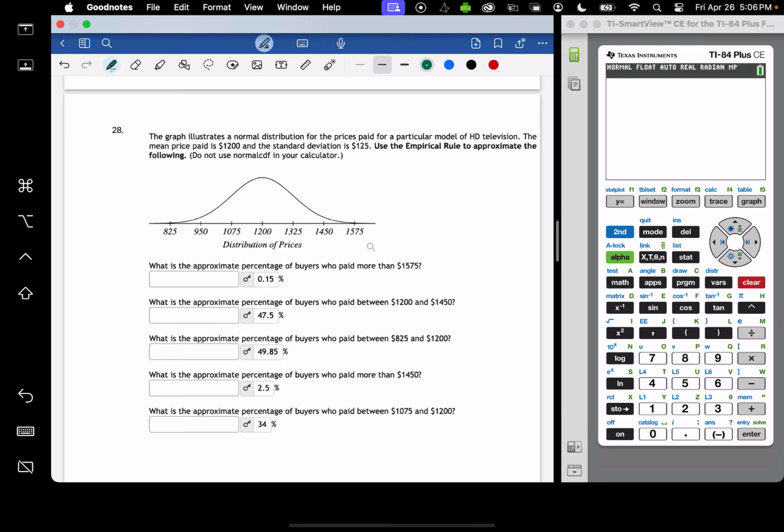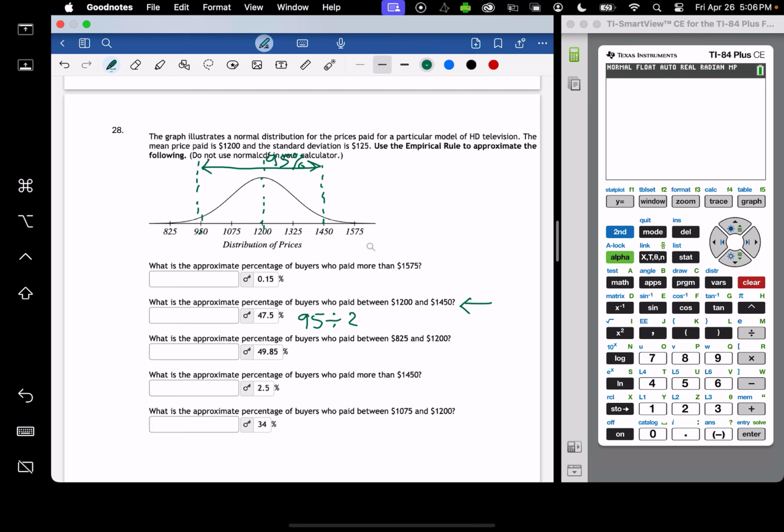So let's just say, I'm trying to think which of these is the easiest. Between 1,200 and 1,450, that's a little easier. So if we want to say what is the probability of the TV being in this range of values, you have to be clever. You have to apply the empirical rule. So the empirical rule says that we have 95% of the data values between here and here. 95%, and so you just chop that in half. 95 divided by 2 gives you 47.5.